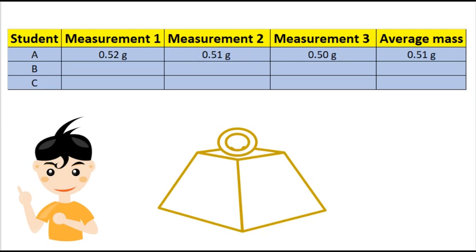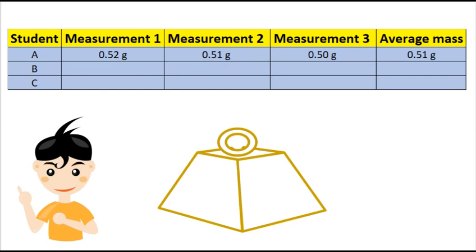So he took the average of all the three measurements. He added these three values and divided by the number of times he did the measurement. He did it once, twice and thrice. So he added 0.52 plus 0.51 plus 0.5, which will give us somewhere around 4.53. And then how many times did he measure? 3 times. So divide by 3.